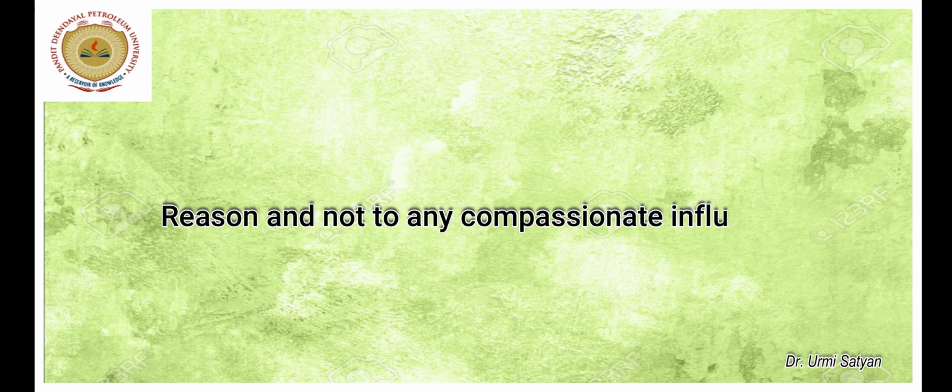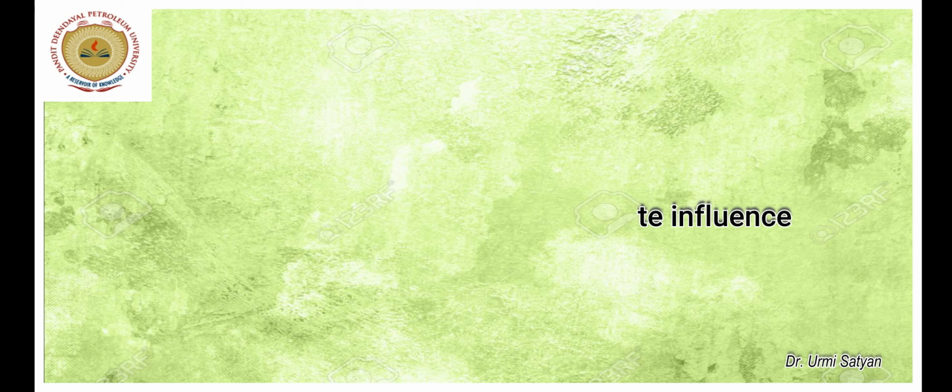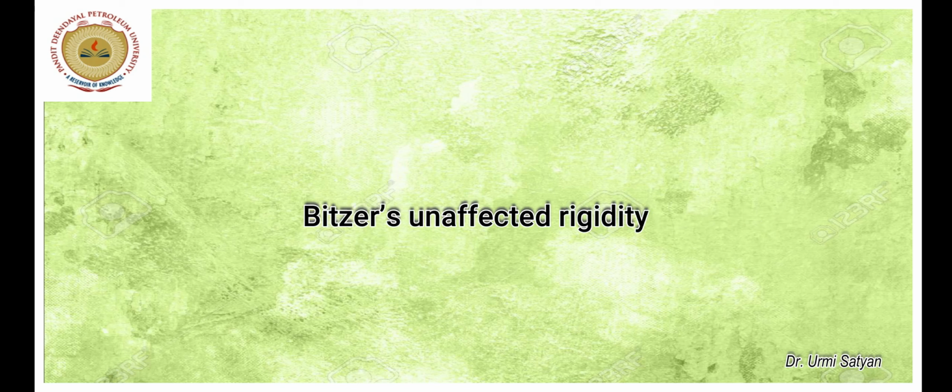When Gradgrind miserably asks Bitzer whether his heart is accessible, Bitzer, with all the knowledge of rationality learnt from Gradgrind, replies that his heart is accessible to reason and not to any compassionate influence. Gradgrind's philosophy of rationalism sees a mirror reflection in Bitzer's unaffected rigidity.